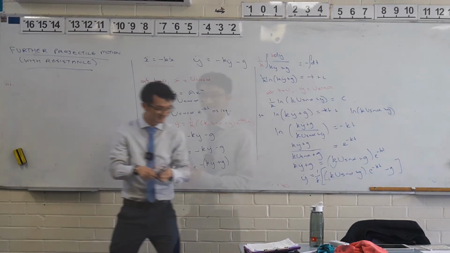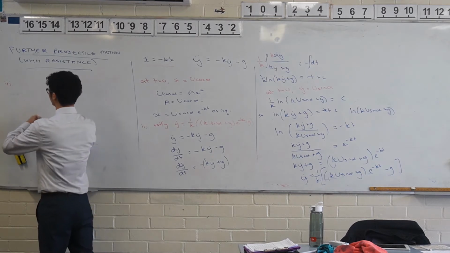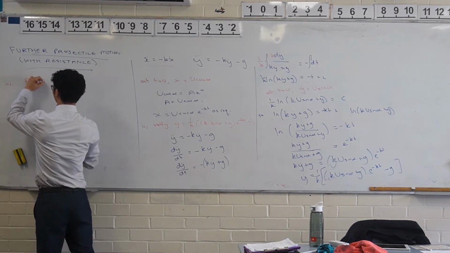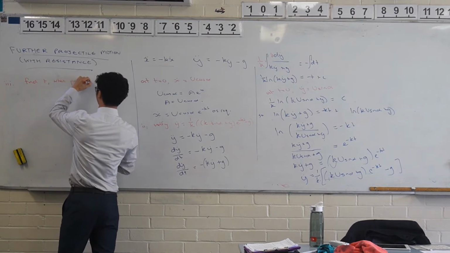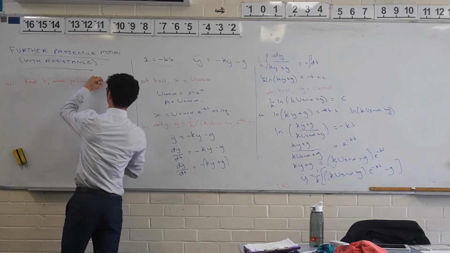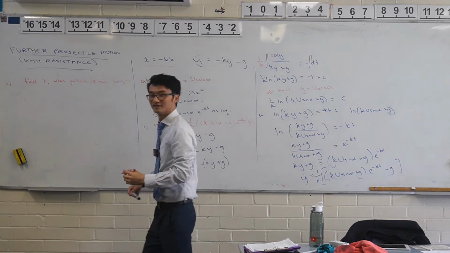What was part 3? Find the value of t when the particle reaches maximum height. Find t when the particle is at max height. And what do you reckon we might do there, Em? y dot equals 0. Yeah, easy, right?